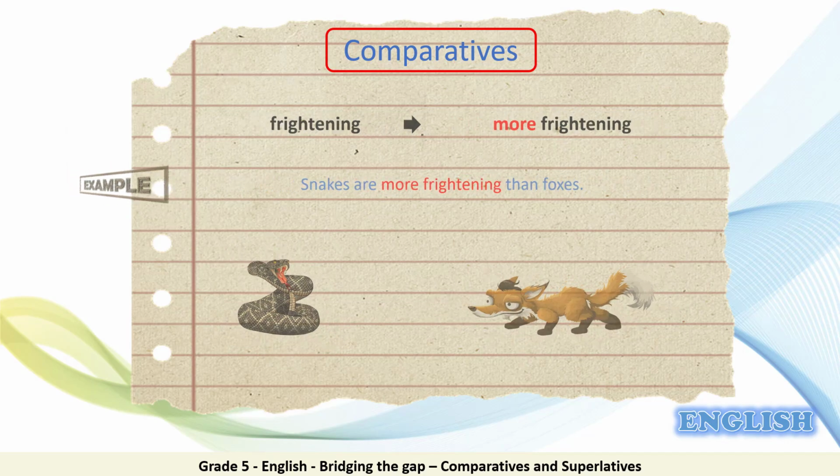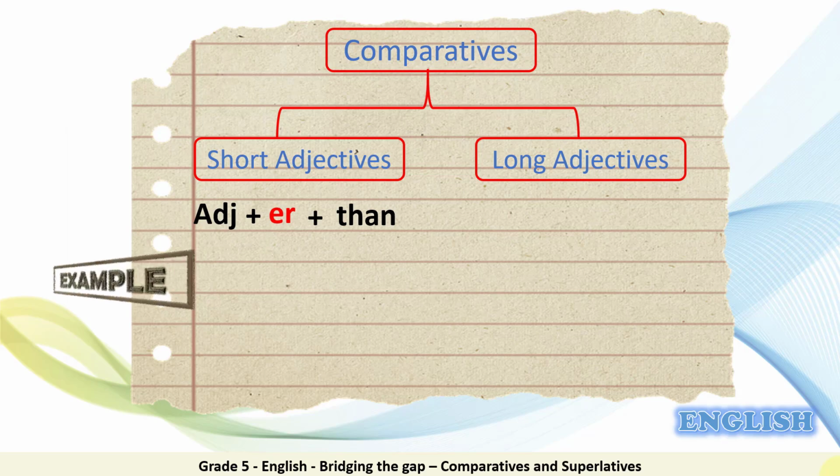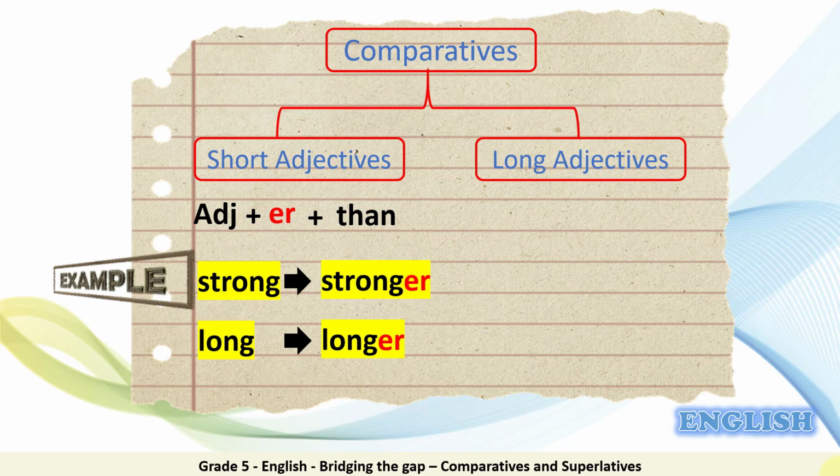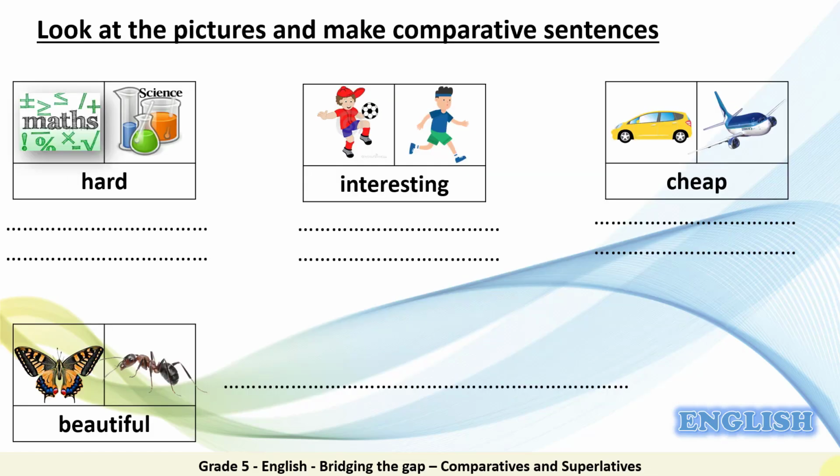So again, to form a comparative adjective, you should look at the adjective. If it's short, 1 or 2 syllables, just write the adjective and add ER, and add then afterwards. Like strong, stronger, long, longer. If the adjective is long, more than 2 syllables, write more than the adjective, than. Like interesting, more interesting. Is everything clear, my friends? Let's do this exercise.